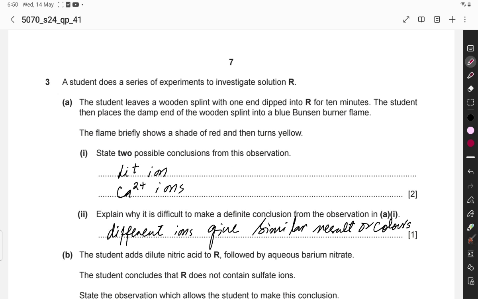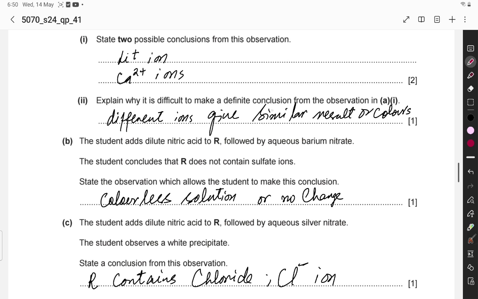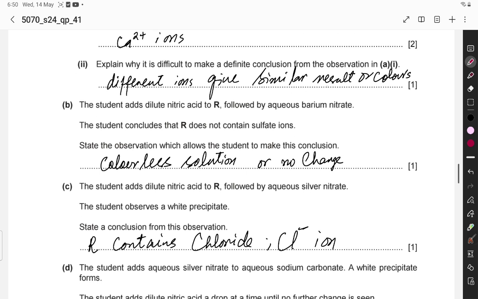So lithium and calcium ions might be present. Explain why it is difficult to make a definite conclusion from the observation in A1. It is difficult because the color of lithium is red and calcium is yellow. Different ions give similar results or colors, so that's why.